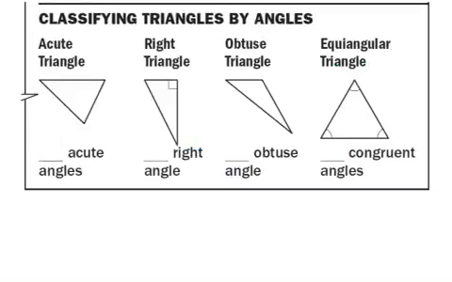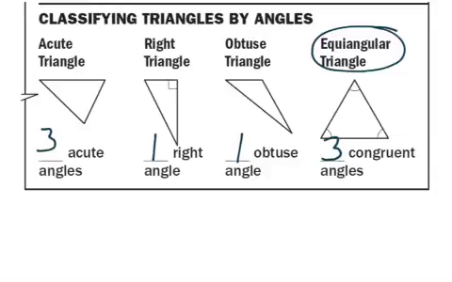All right, classifying them by the angles. An acute triangle has three acute angles. A right triangle has one right angle, two acute angles. An obtuse triangle has one obtuse angle and two right angles. An equiangular triangle has three congruent angles. Notice, an equiangular triangle is also a type of acute triangle.